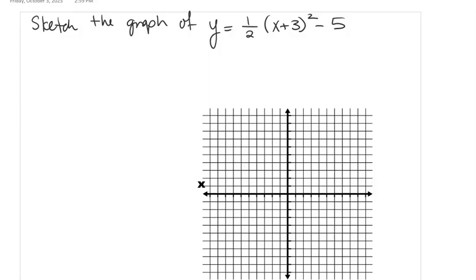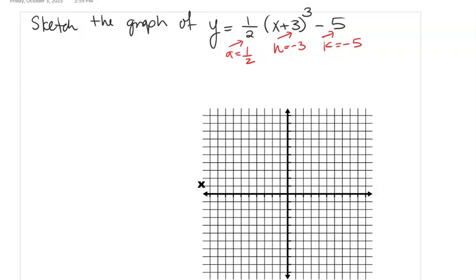Okay, so now we want to take our cubic parent function. Whoops, I made that quadratic. This should be cubic. And I want to graph transformations of it using A, H, and K. So in this AHK form, I have an A value of 1/2. I have an H value of -3 and a K value of -5.